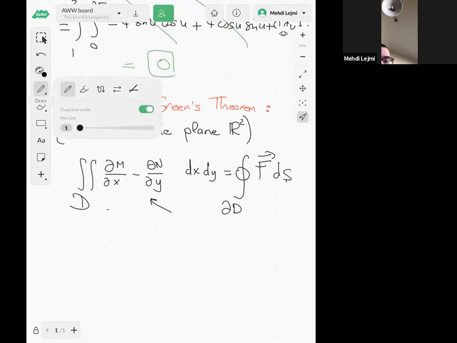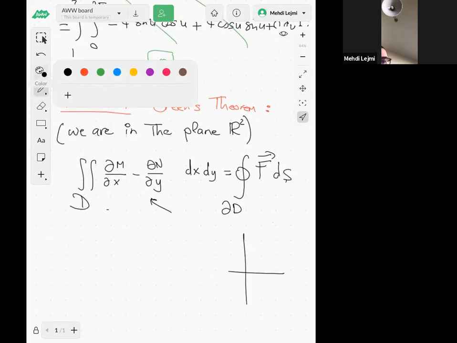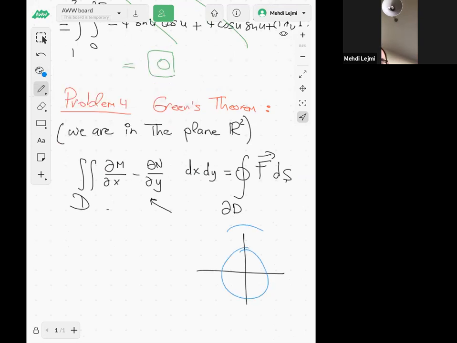So let me just graph the annulus here. We have these two circles. This is my region D. It's inside the circle x squared plus y squared equals 9, and the other one is x squared plus y squared equals 4.